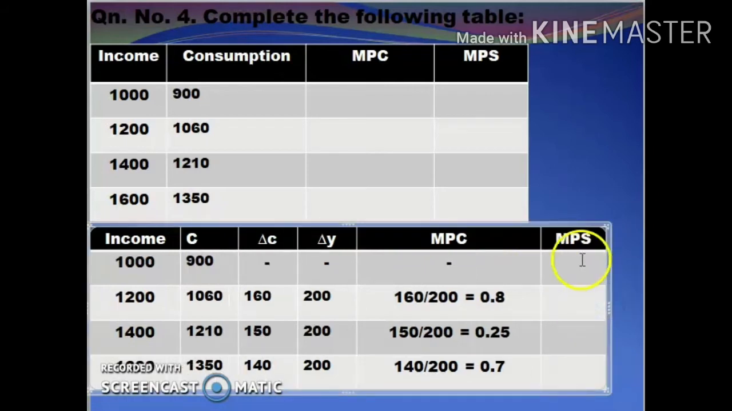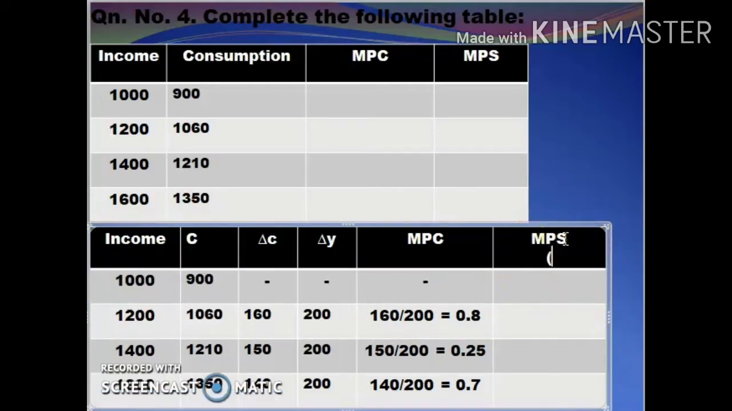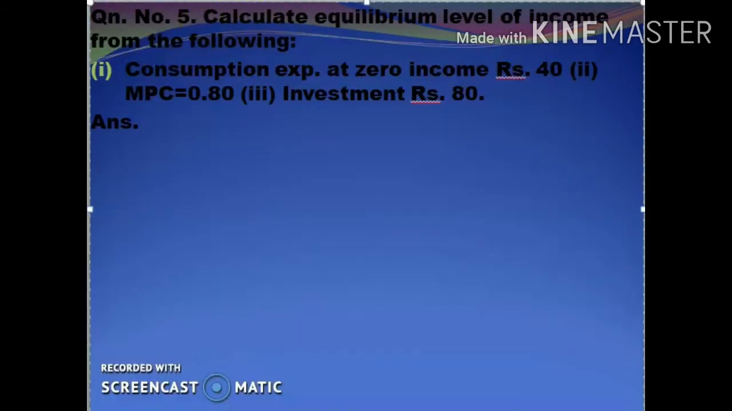So for that, how will you find MPS? 1 minus MPC is MPS, you know that. So just write down the formula below: 1 minus MPC is the formula for MPS. MPC is given. The first we can't determine, so put a dash. Then 1 minus 0.8 is 0.20, that is the answer. Next, 1 minus 0.25 is 0.75. Next, 0.30 is the answer for the next one.